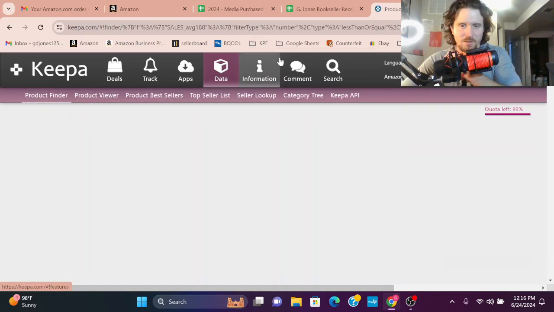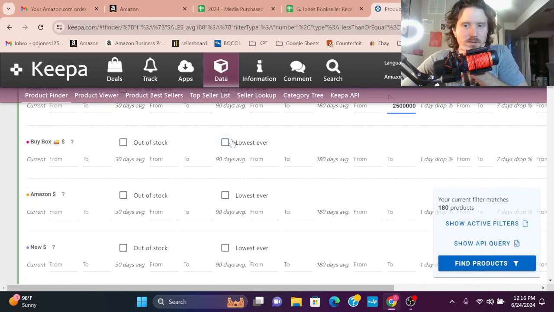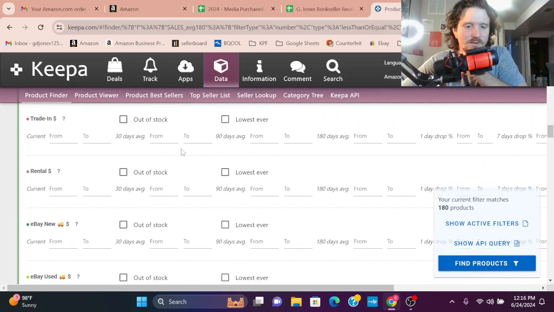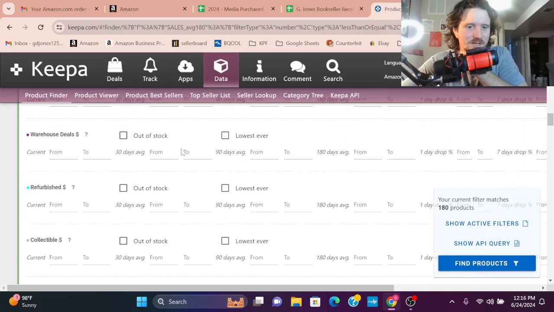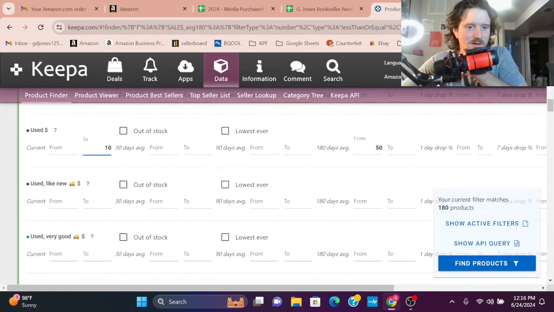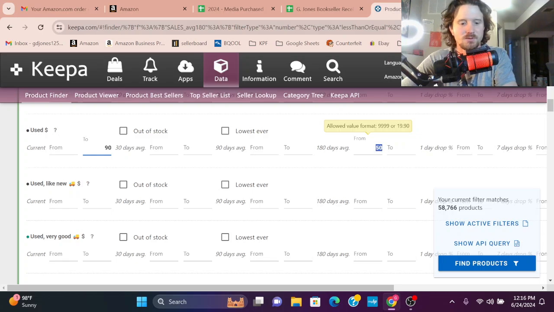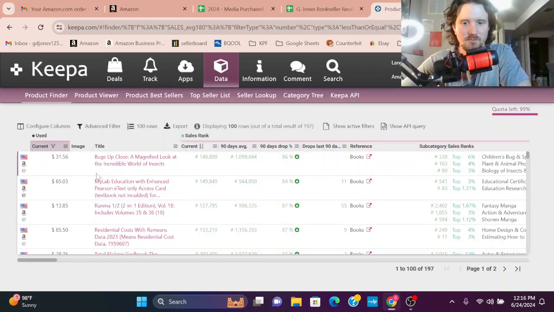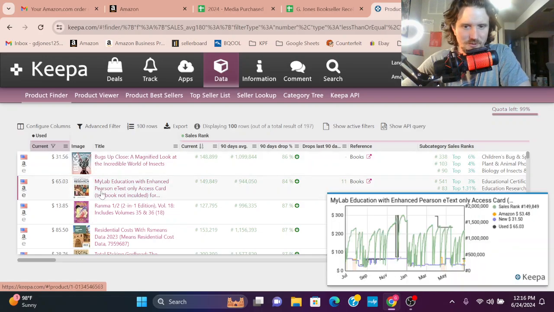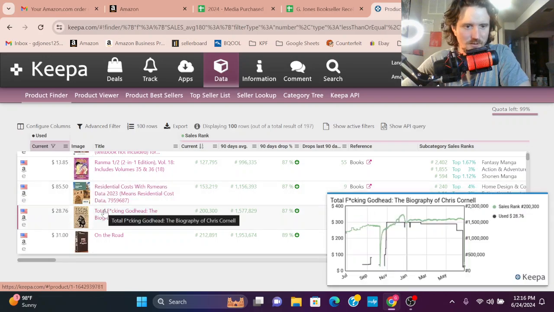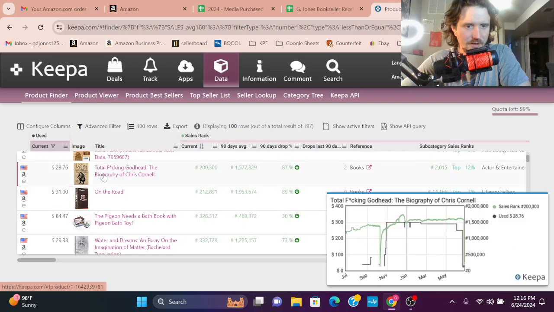Let's see here. So we're going to go back here. Keep that at 2.5 million, and then I'm going to change this. We'll pop it up to 90, and we'll say the 100-day average is 200. And I'm just playing with that number. There's no rhyme or reason why I chose 90 or anything.